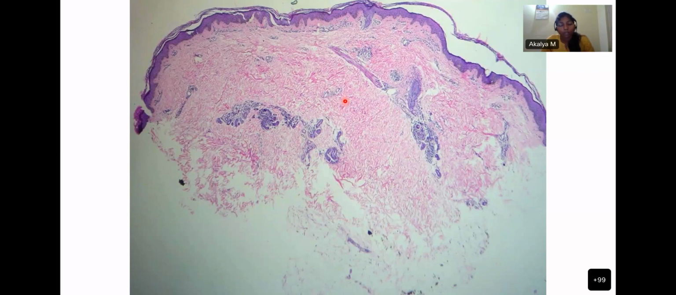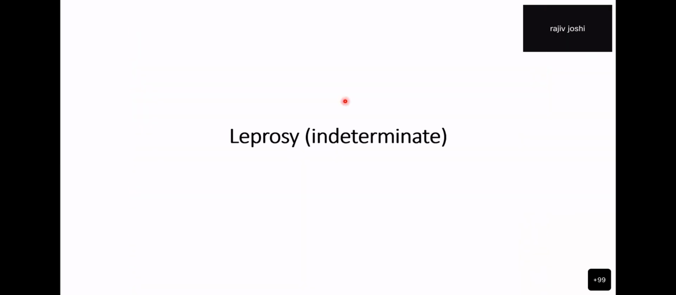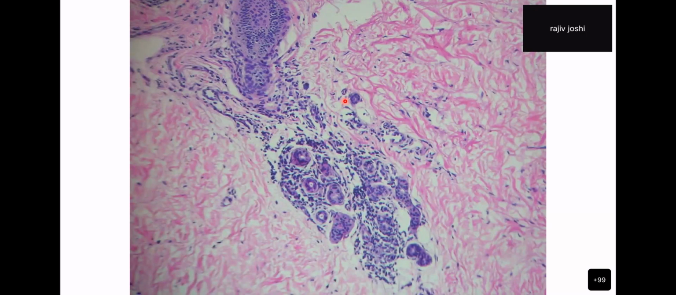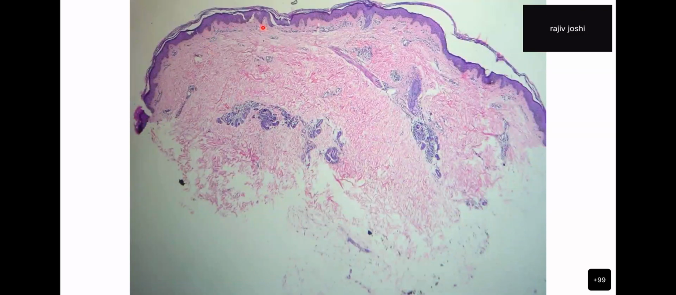Okay. So this is actually what is described as an indeterminate pattern of leprosy, because you don't really see granulomas. It's only a lymphocytic infiltrate. So if you were to analyze this, as you said, the epidermis is unremarkable.